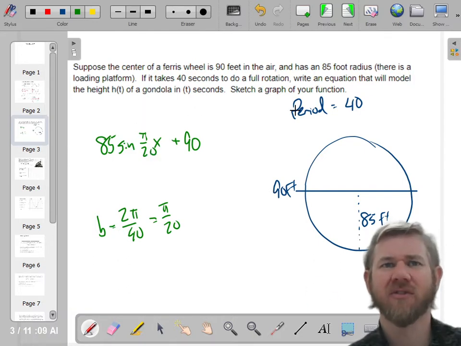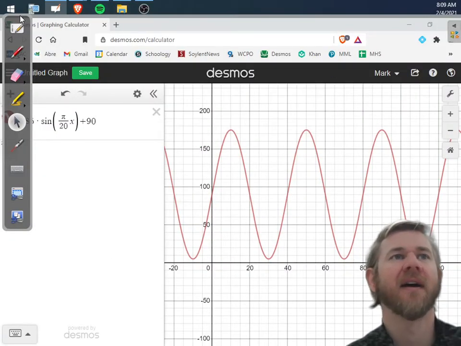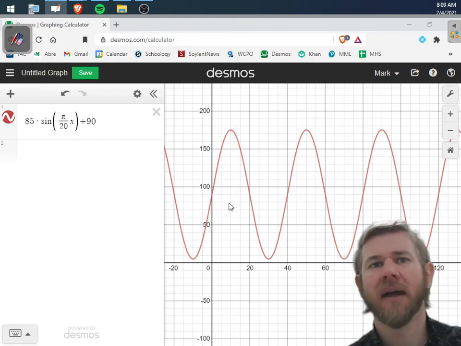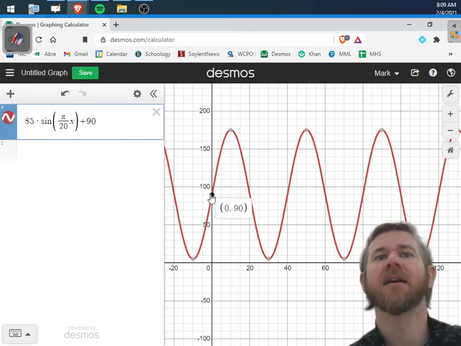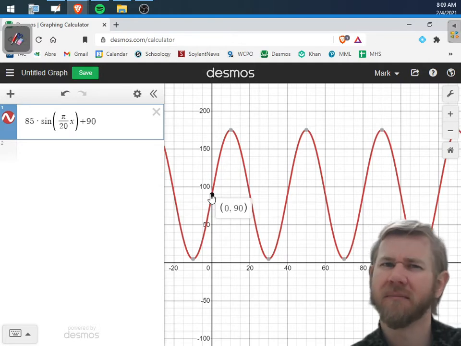Now it says sketch the graph. So let's look at the graph, and I actually did this in Desmos so we can see. Here's my graph. I have 85 times the sine of pi over 20x plus 90. And you look, you're like, yeah, it looks pretty good. Okay, the midline's at 90, goes up. Cool. So if you imagine you're on the Ferris wheel and you start here at the midline, are you starting 90 feet in the air?